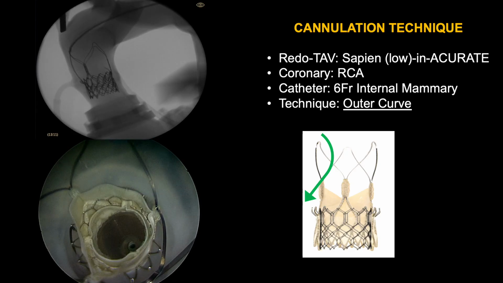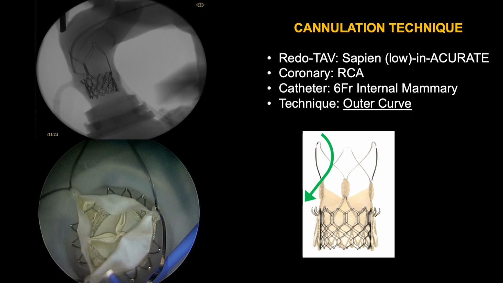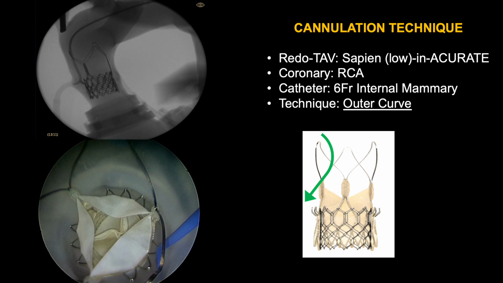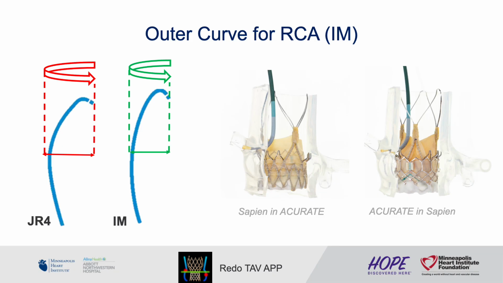This is another technique, the outer curve approach, whereby you come along the outer curve of the aortic arch to drop down into the sinus and engage the right coronary artery. Now, the particular catheter used here is an internal mammary catheter. And if we look at the difference between the Judkins right 4 and the internal mammary catheter, you can see that the internal mammary has a narrower turning radius and also has a sharper bend. This allows you to drop it into the sinus between narrow gaps between a valve frame and, let's say, the sinotubular junction, and rotate into position for coronary access.